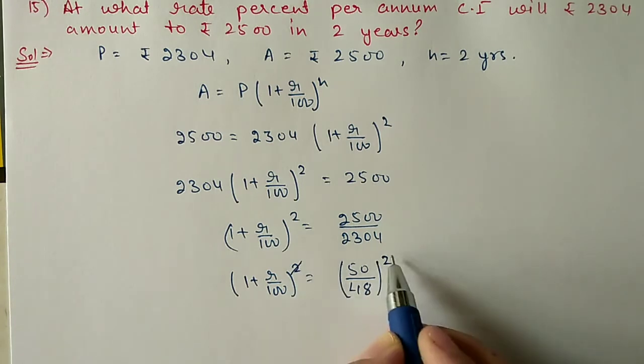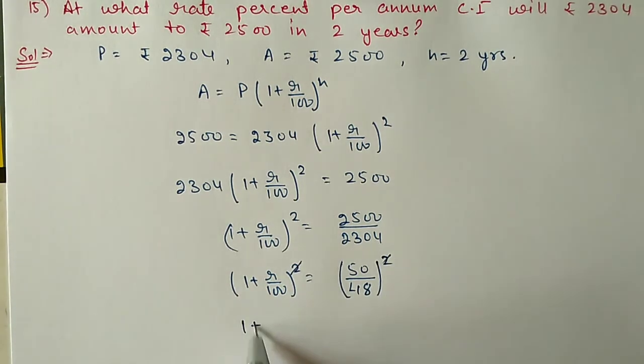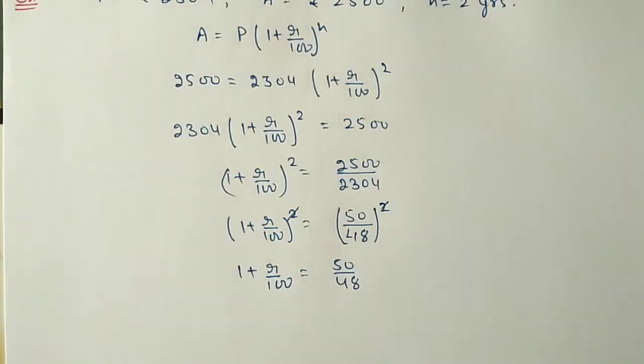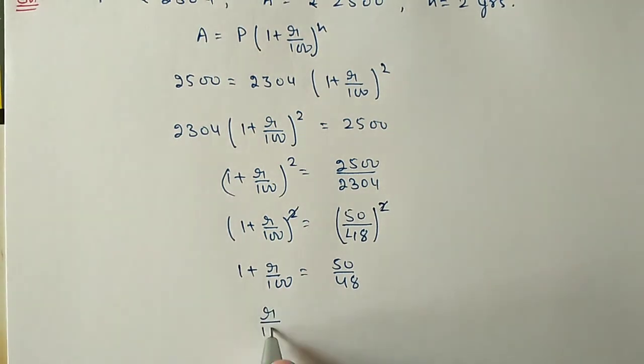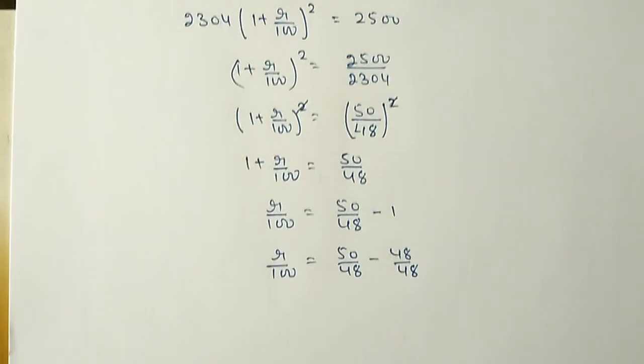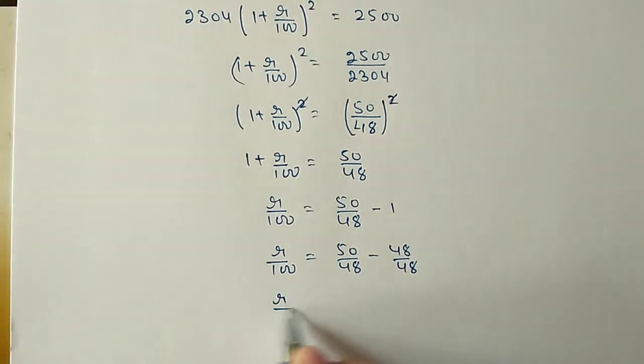So from both sides this square we can now cancel out. 1 plus r by 100 is equal to 50 by 48. This 1 we also shift to the other side. So r by 100 is equal to 50 by 48 minus 1. This we can write as 48 by 48, because the other denominator is 48. So after subtraction we will get 2 by 48.